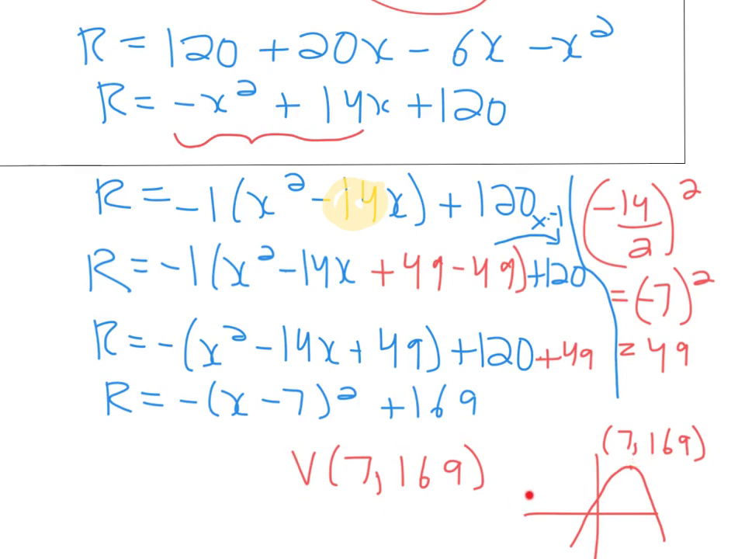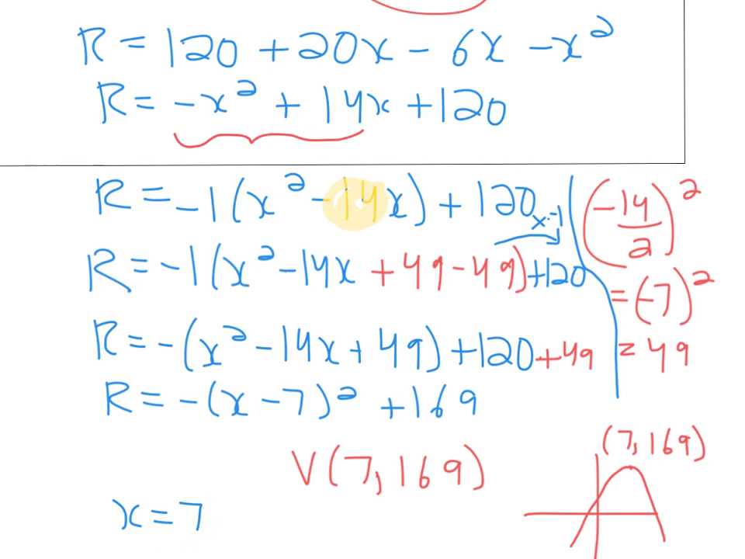So now let's read back to the question and interpret our answer. So we are asked, what selling price should she set to maximize her revenue? So here with the vertex, we know that x is equal to 7, the x-coordinate of the vertex. And if you look back at our let statement from above, we know that x represents the number of price changes. So the price is not 7, but we can use this value of x to find the price.